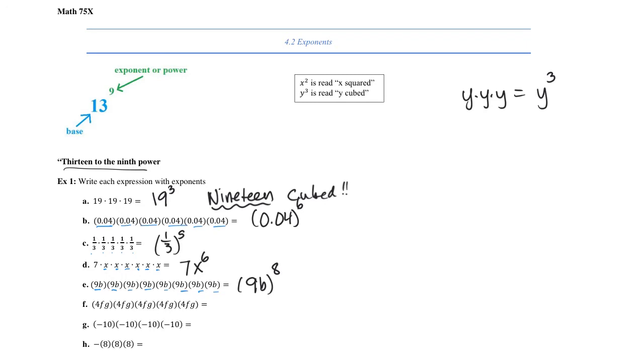Let's see, we've got 1, 2, 3, 4, 5. So this one would be 4fg to the 5th. And now I have negative 10 times itself 1, 2, 3, 4 times. So that means negative 10 all to the 4th power. And then here, the negative is on its own. 8 is times itself 1, 2, 3 times. So that is negative, and then times 8 cubed.